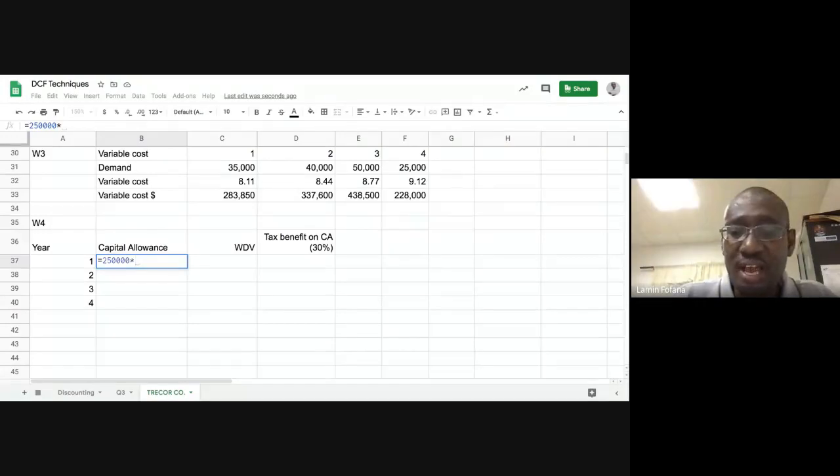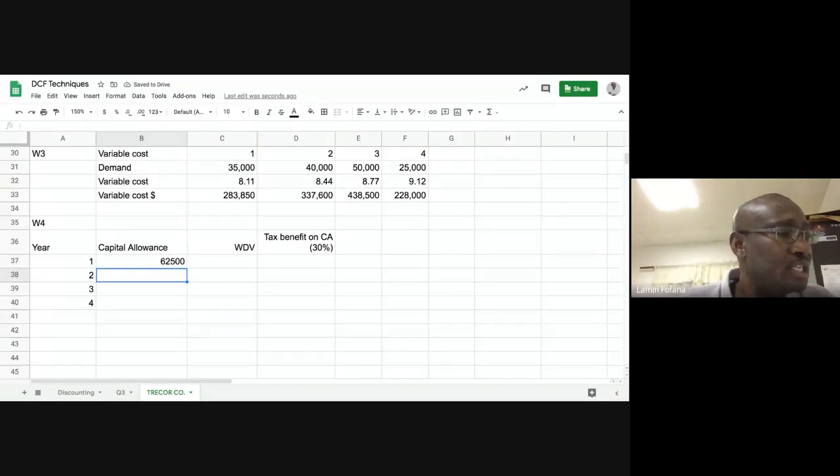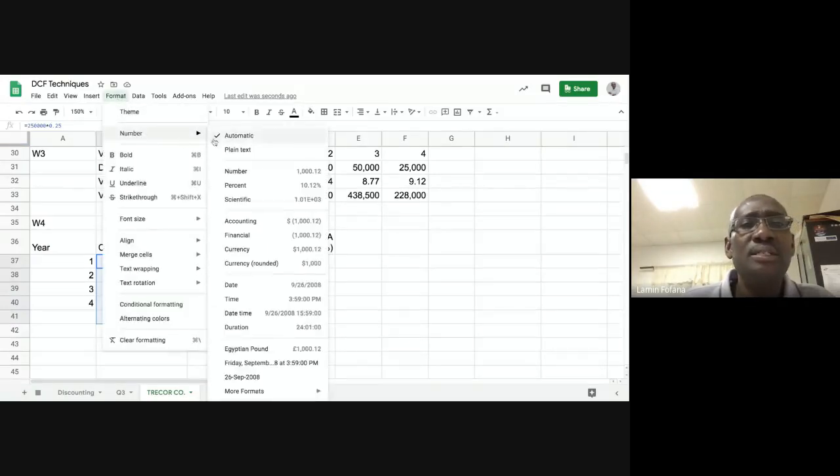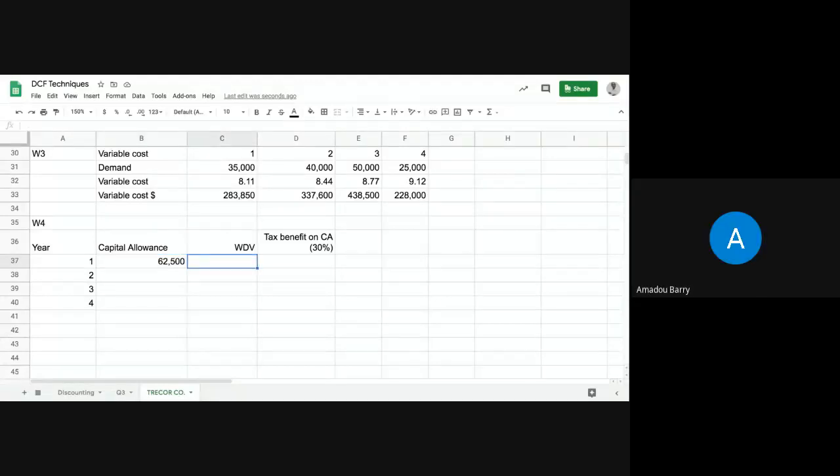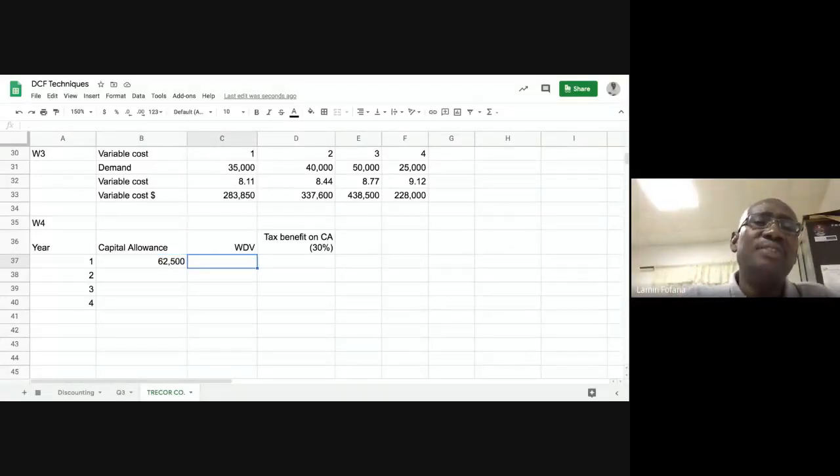So 250,000 multiplied by 25%. 25% is 0.25, so that's 62,500. That's our first capital allowance. I'll format it into 1,000 separator, but no decimal place. Is that clear? So the first capital allowance is 62,500. Now, what is the written down value after this first year?